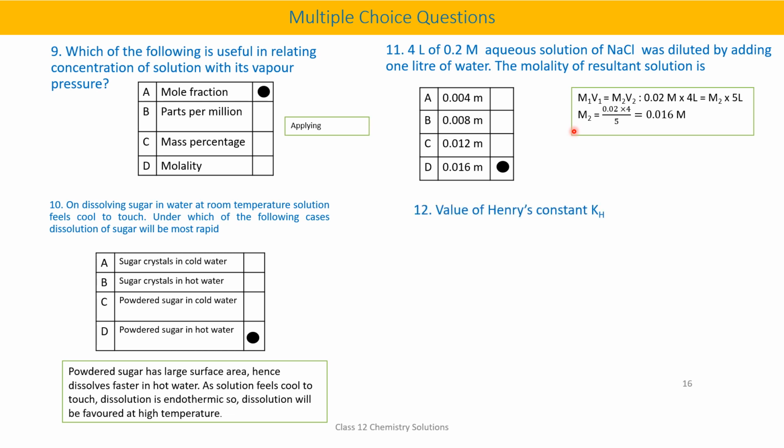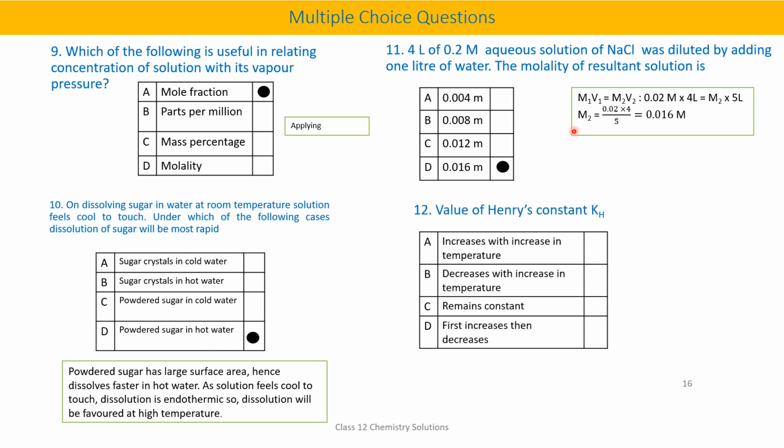Next question. Value of Henry's constant Kh: option A, Kh increases with increase in temperature. Option B decreases with increase in temperature. Option C remains constant, and D first increases then decreases. So you have to identify the correct answer and remember and mark it. The correct answer is option A.